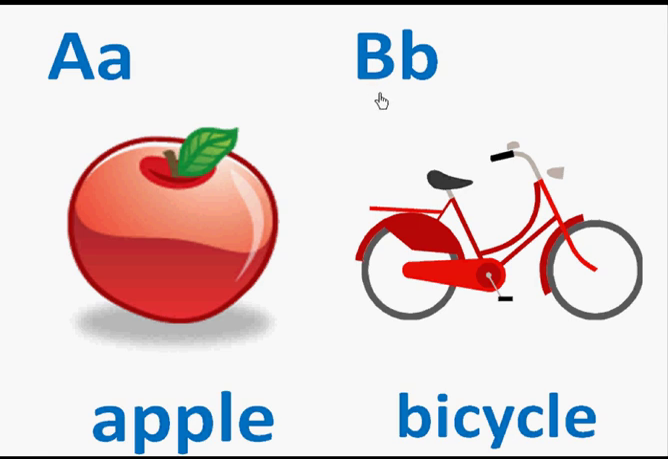Here's a capital B, a small b, a picture of a bicycle. Here's the word bicycle. The letter B makes the sound B. So we'll read this page. B, bicycle, B.